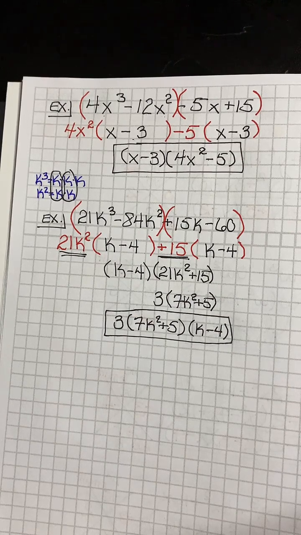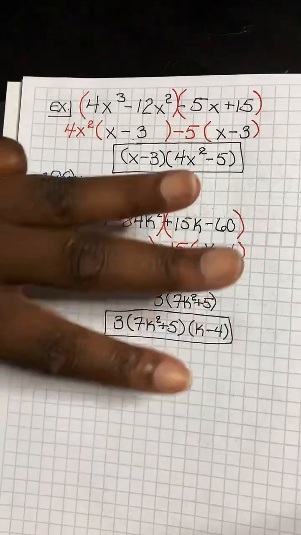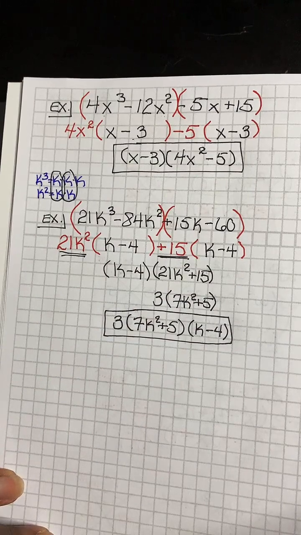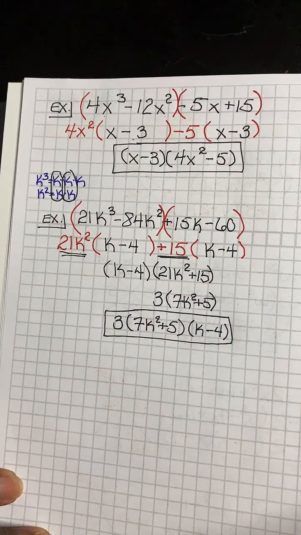For AC method is only for 3 terms, not for 4. You don't do AC method with 4 terms. You do AC method with 3. Because we were just talking about with 3 terms, you do the slide and divide.